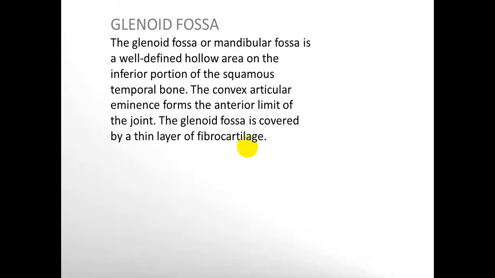The glenoid fossa. The glenoid fossa, or mandibular fossa, is a well-defined hollow area on the inferior portion of the squamous temporal bone. The convex articular eminence forms the anterior limits of the joint. The glenoid fossa is covered by thin layers of fibrocartilage.